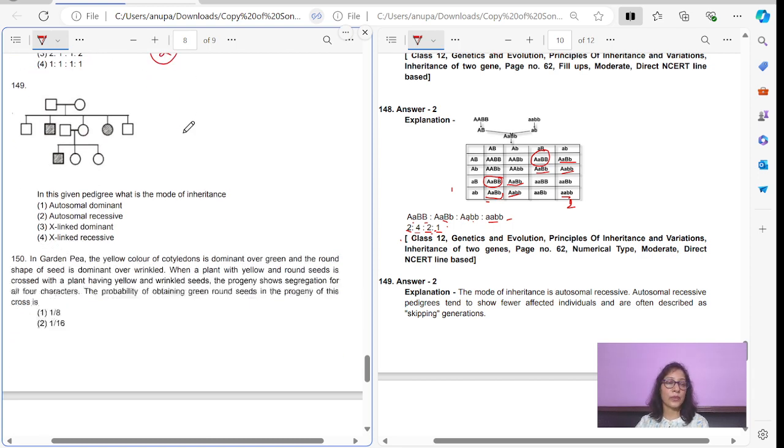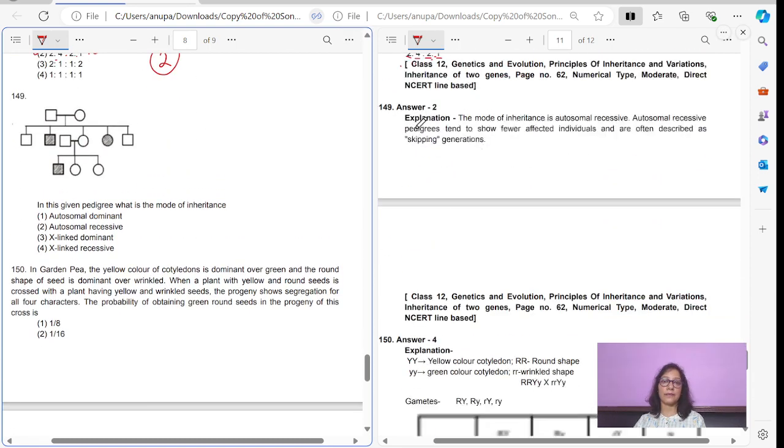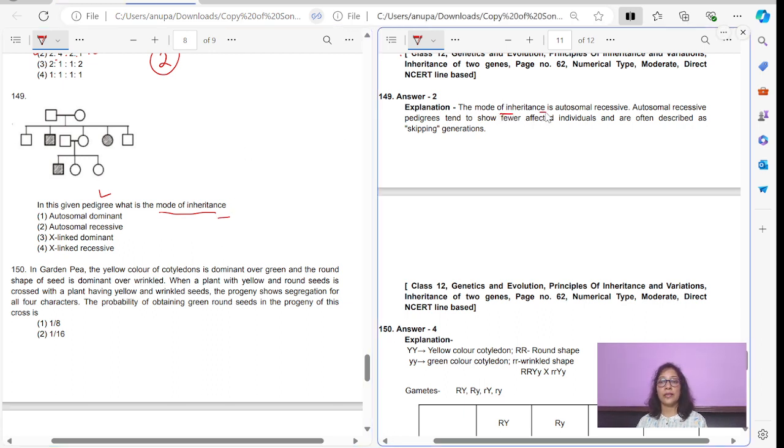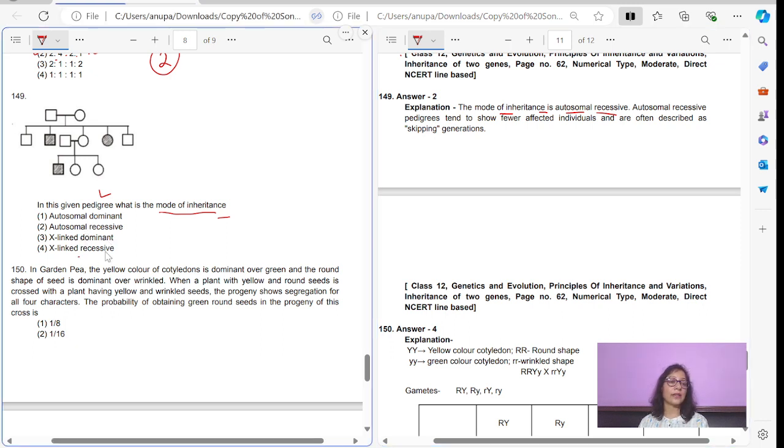Now let's move to the next question, that is question number 149. Question number 149 states that in the given pedigree, what is the mode of inheritance? In this given pedigree, we have to find out the mode of inheritance. Here, the mode of inheritance will be autosomal recessive. The options are autosomal dominant, autosomal recessive, X-linked dominant, and X-linked recessive. So the answer will be option number 2, autosomal recessive.